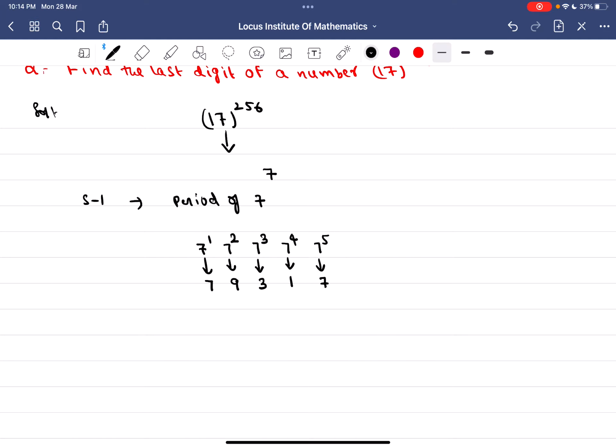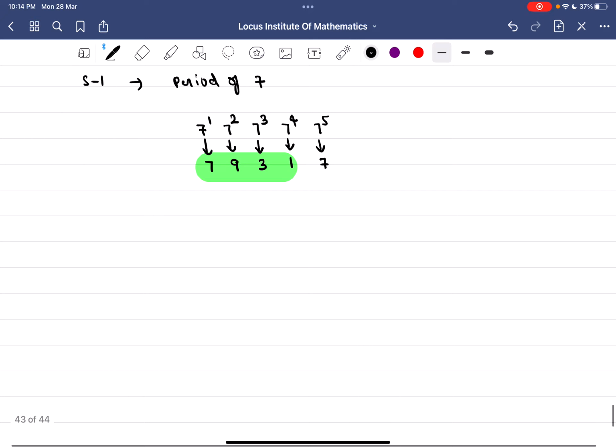So repetition is happening after the 7 9 3 1. Again you will get 7 9 3 1, that is, the last digit of 7 power 6 will be 9, last digit of 7 power 7 will be 3, last digit of 7 power 8 will be 1, etc. So now the period of 7 is 4. Period of 7 is 4. This is step 1.